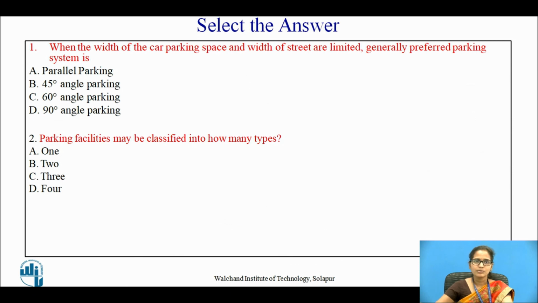So here are the MCQs. When the width of the car parking space and the width of the street are limited, the generally preferred parking system is, these are the following options for you. Second is, the parking facilities may be classified into how many types? So let's see the answer for this. This is the right answer for that.